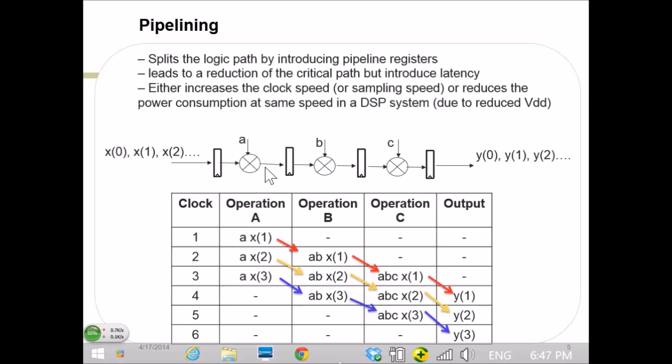Another issue with pipelining is that the flops we are adding contribute a considerable delay on their own, like setup time and so on. So pipelining doesn't solve all the problems, because you cannot keep adding flops as many as you want. There is always a limit. If a flop doesn't add more than 5% overhead in terms of the timing budget, that's okay. But if it is adding, say, a 20% or 25% overhead, it may not be that good.